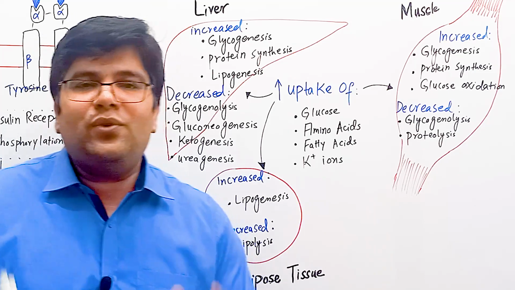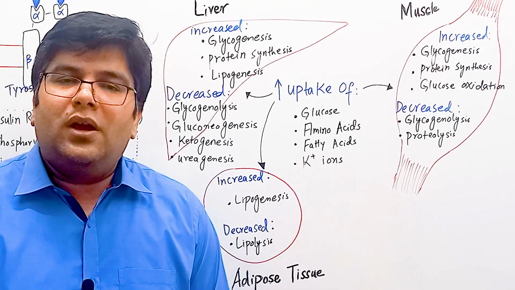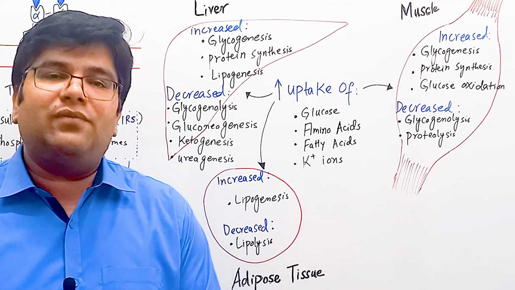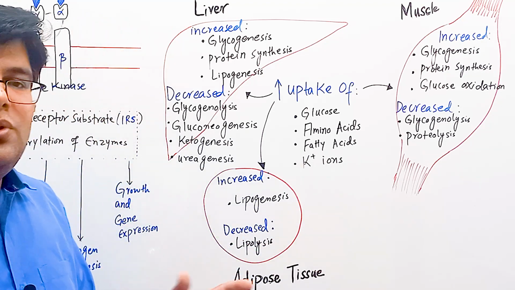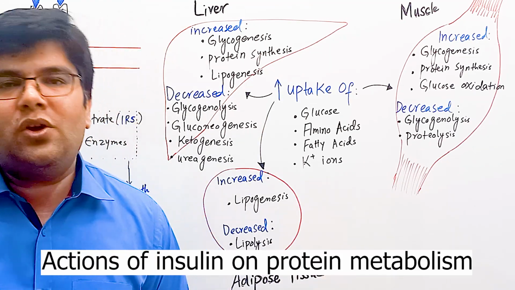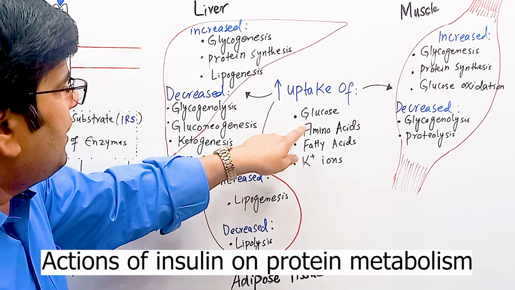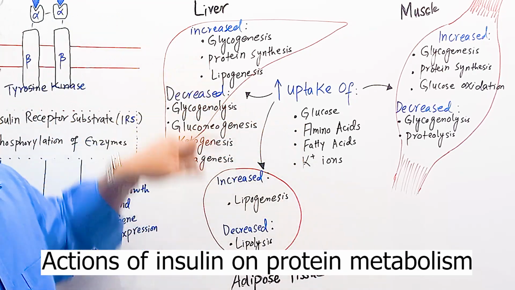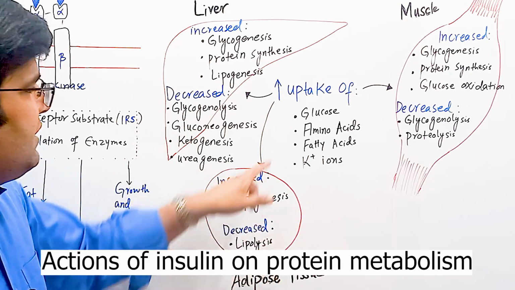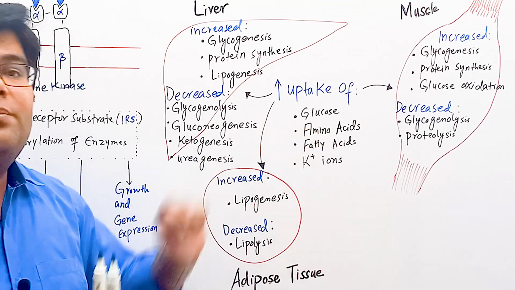So this is why, if you eat a lot and are not doing any physical activity, the extra carbohydrate will be converted to fats and will be stored in the adipose tissue in the form of triglycerides. Now let's talk about the actions of insulin on protein metabolism. Insulin increases the entry of amino acids into the cells, and when these amino acids enter into our cells, the blood level of amino acids will be decreased.